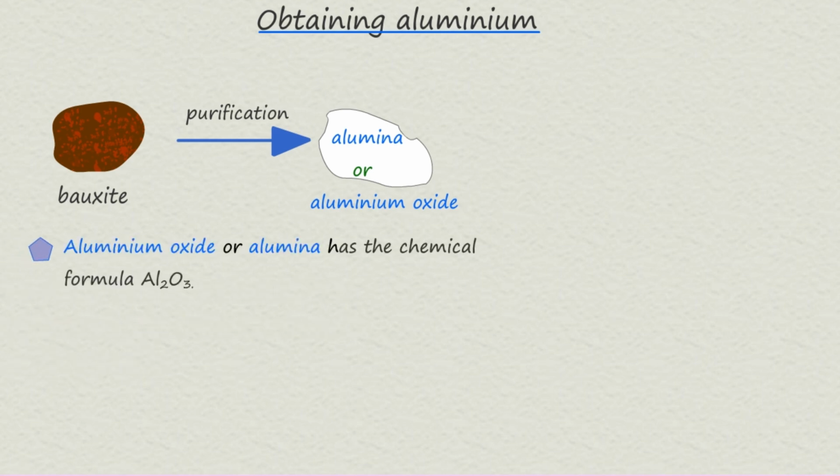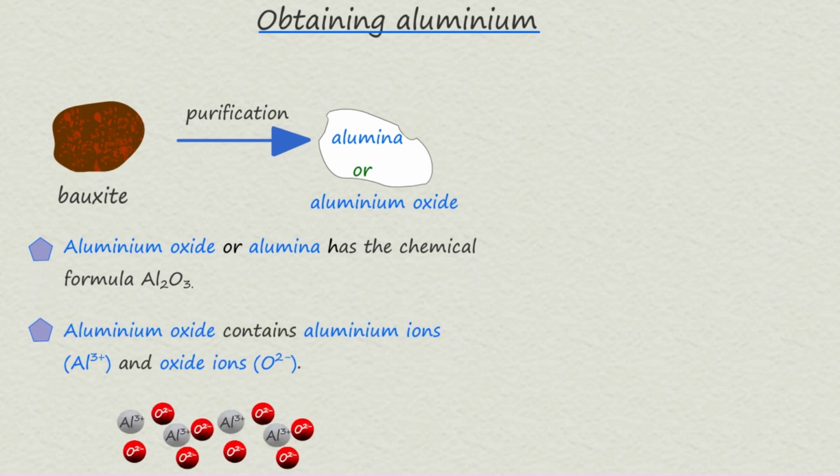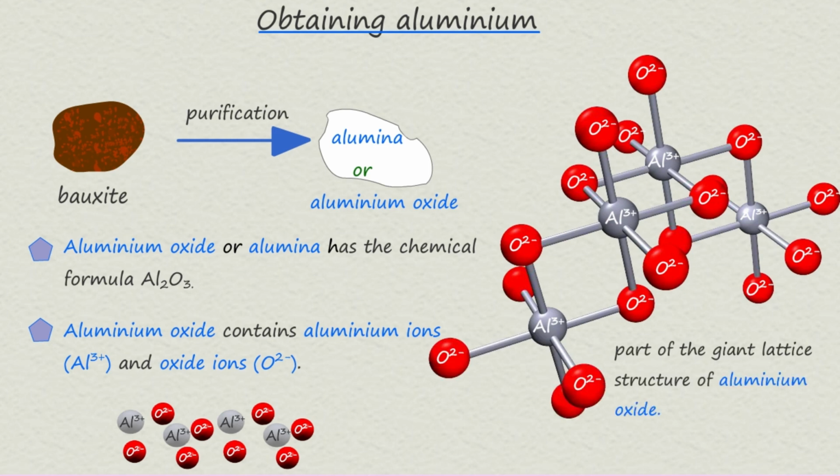Aluminium oxide has the formula Al2O3 and it contains aluminium ions with a 3+ charge and oxide ions with a 2- charge. Now, aluminium oxide is an ionic compound with a giant lattice structure, and the ionic bonds present between the aluminium ions and the oxide ions are very strong. Consequently, alumina or aluminium oxide has a very high melting point, well above 2000 degrees Celsius.